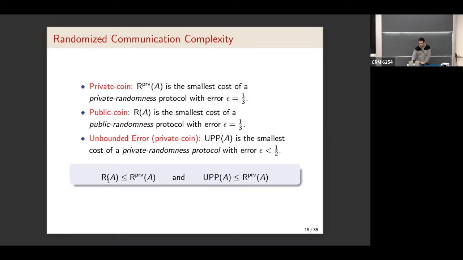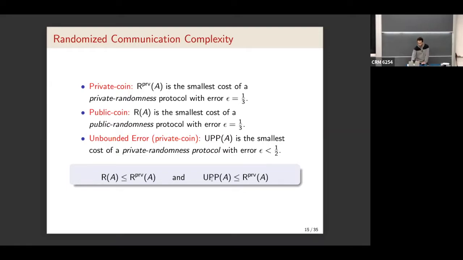So the public one, of course, is stronger than private because they see each other's randomness. So that's a lower bound. We can do less communication to achieve this. So R public is always at most R private. And of course, this UPP also is better than this one because here you want the error 1/3, but here you're happy with anything less than half. Let's say half minus 0.0001 or something like that. So both are lower bounds for private randomness.